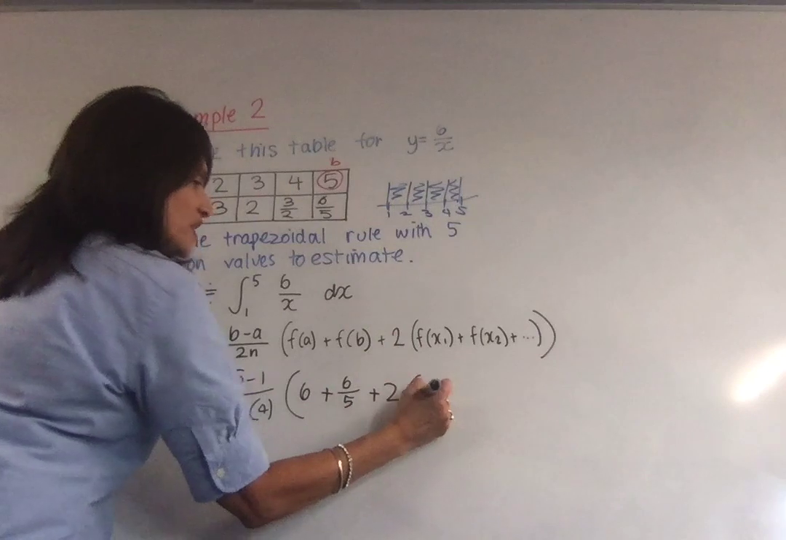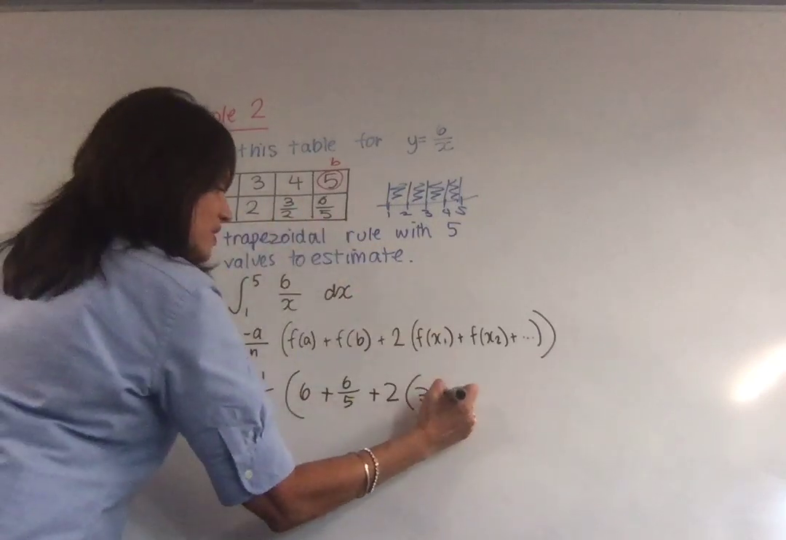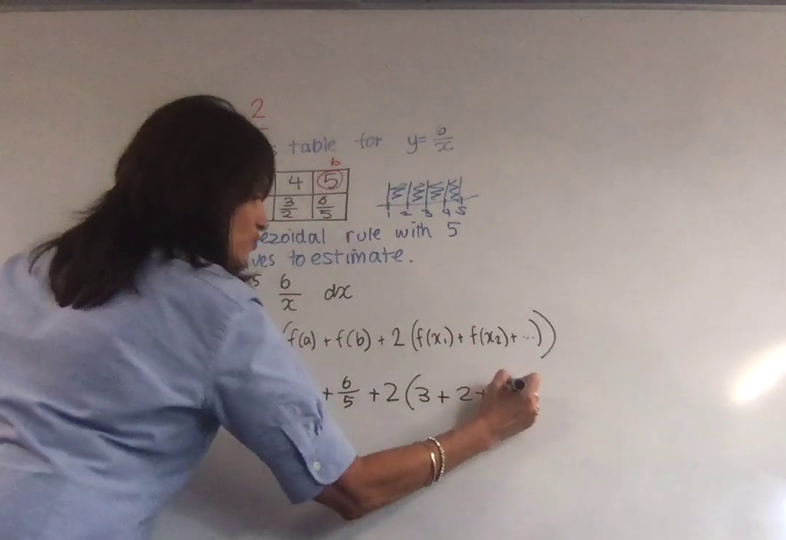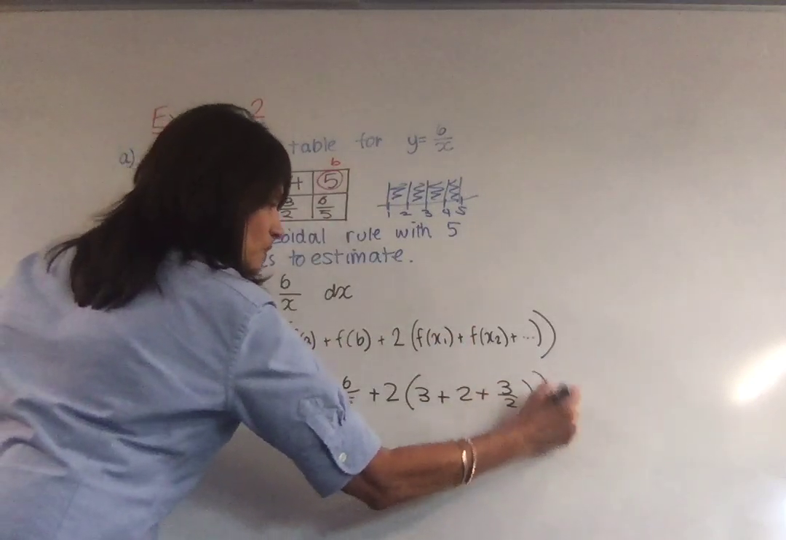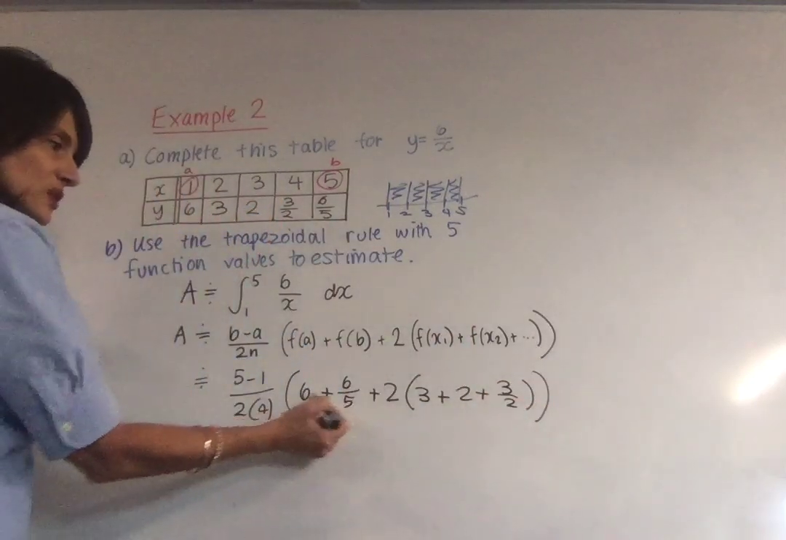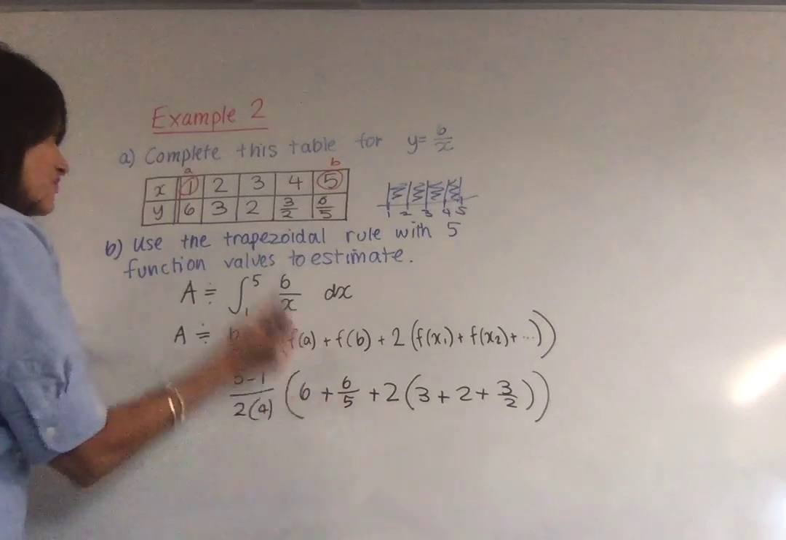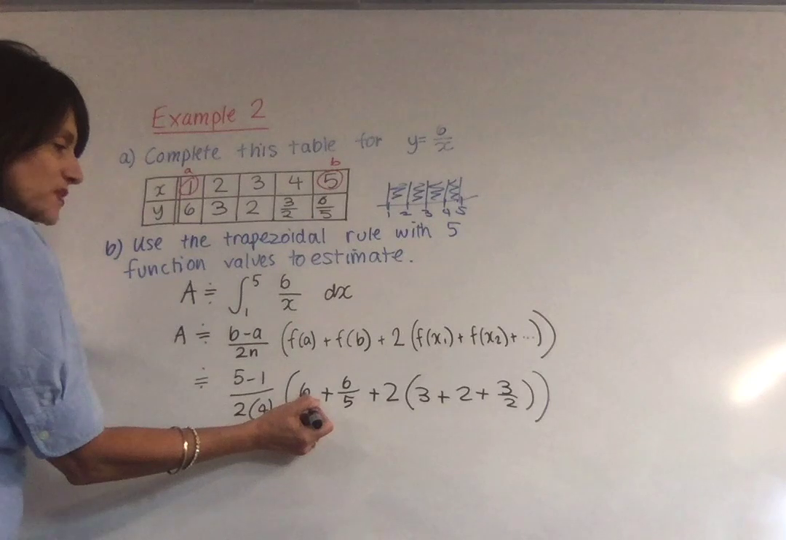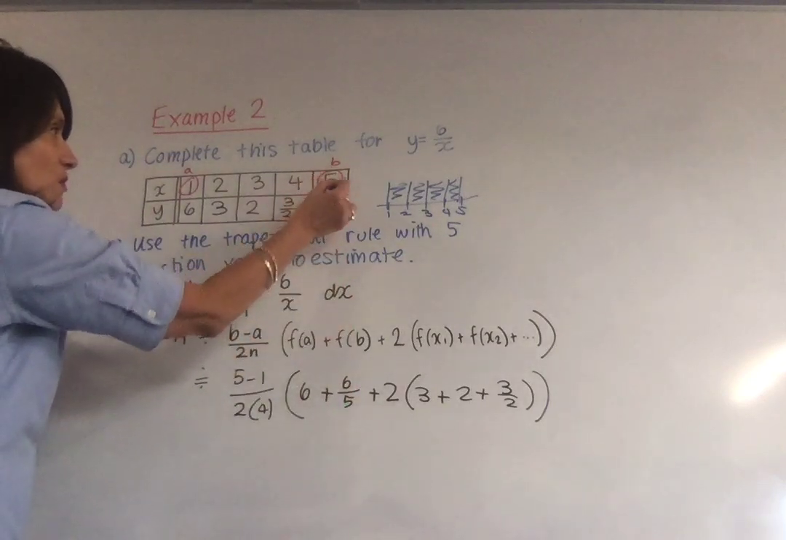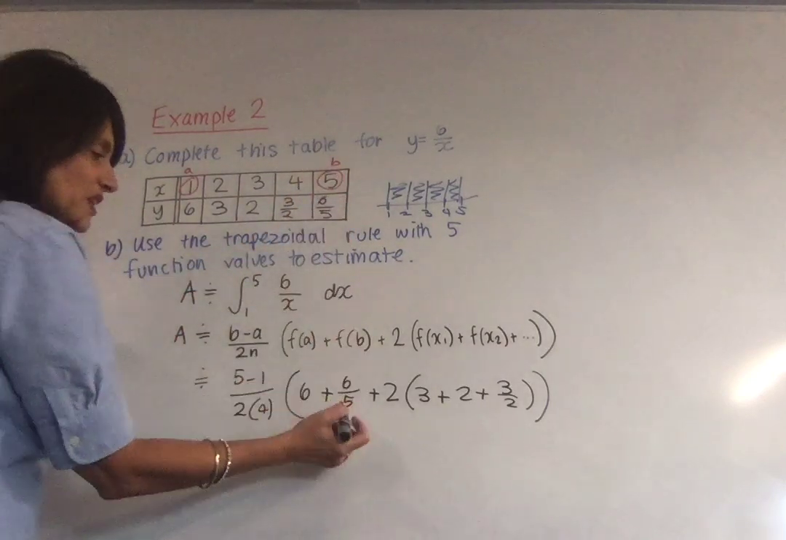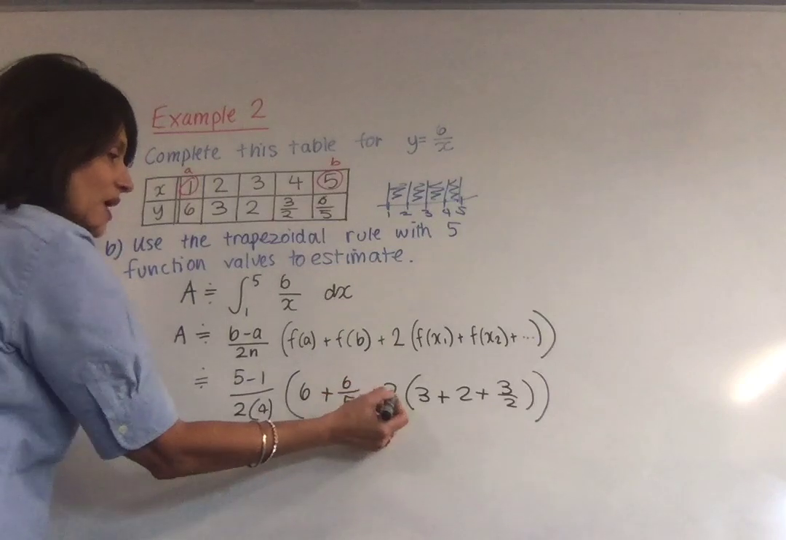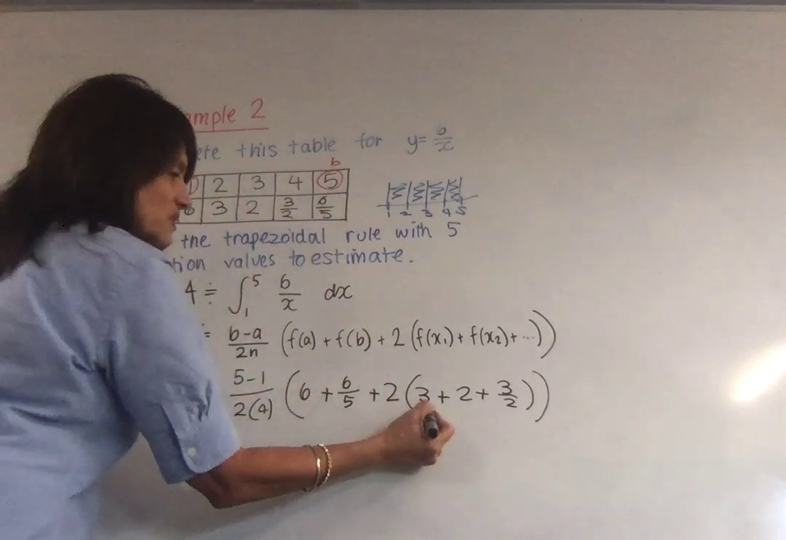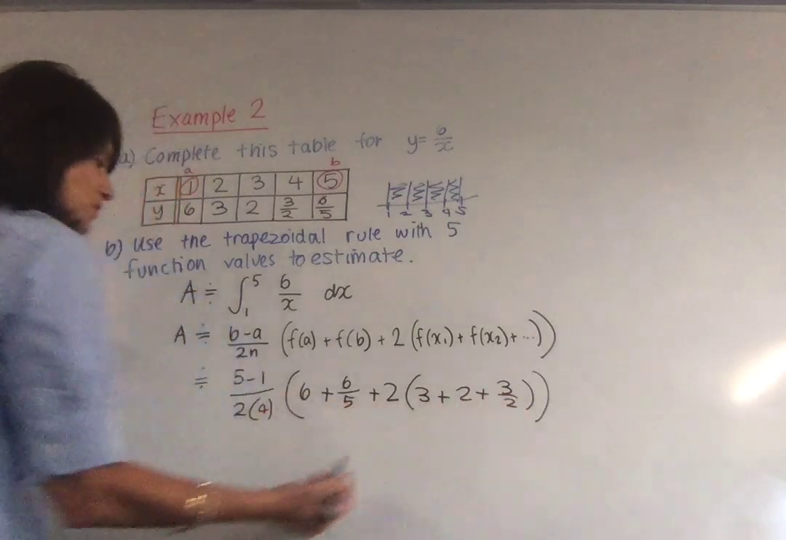So the next term, which is 3 plus 2 plus 3 on 2, okay? So just to repeat, you take your first term and you substitute that into your table and you put that result here. You take your last term, which is your value for b, substitute that into your function and you put that result here, plus then it's 2 times all the middle values, which in this case is 3 plus 2 plus 3 on 2.